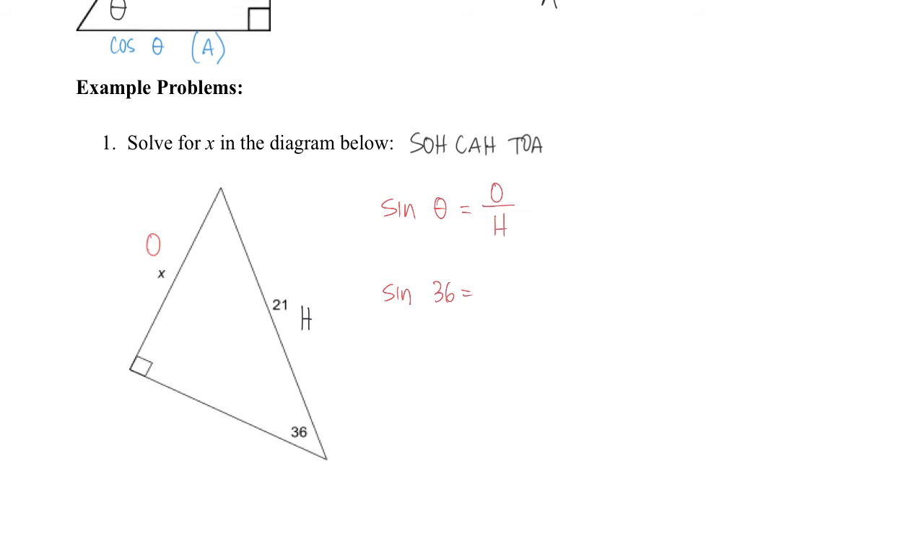And now I just need to plug in. Sine of 36 equals x over 21. And to make this a proportion, I just put sine of 36 over 1. And now we proceed the same way that we did in lesson 1. So I'm going to do sine of 36, which is 0.5877. We're going to put that over 1. That equals x over 21. Cross multiply and solve. X equals 21 times 0.5877, which is going to be 12.3417. Let's round to the nearest tenth. X equals 12.3.